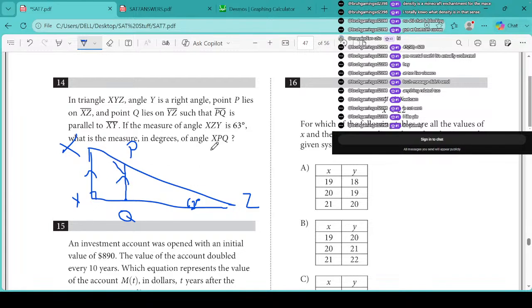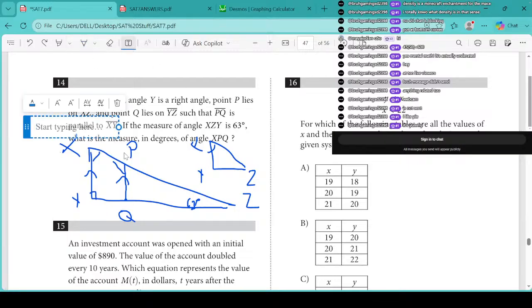Well, I noticed in just triangle XYZ, we can find this angle right here. And that angle is 180, the sum of the degrees in a triangle, minus 90, because that's a right angle at Y, minus 63 right here. So you would get 27. So angle X is 27, right?